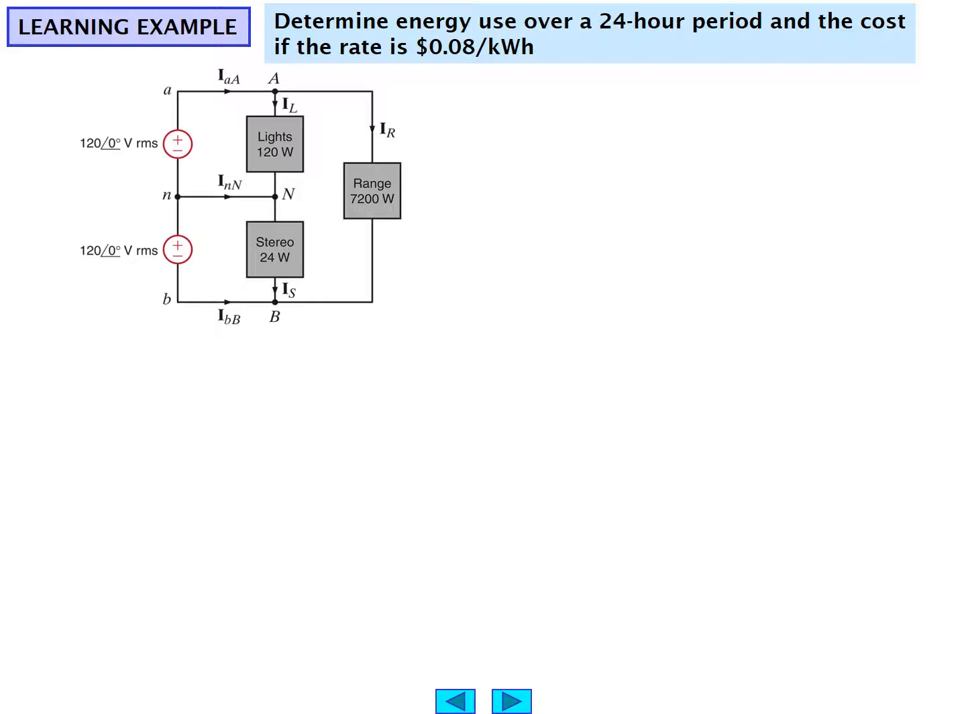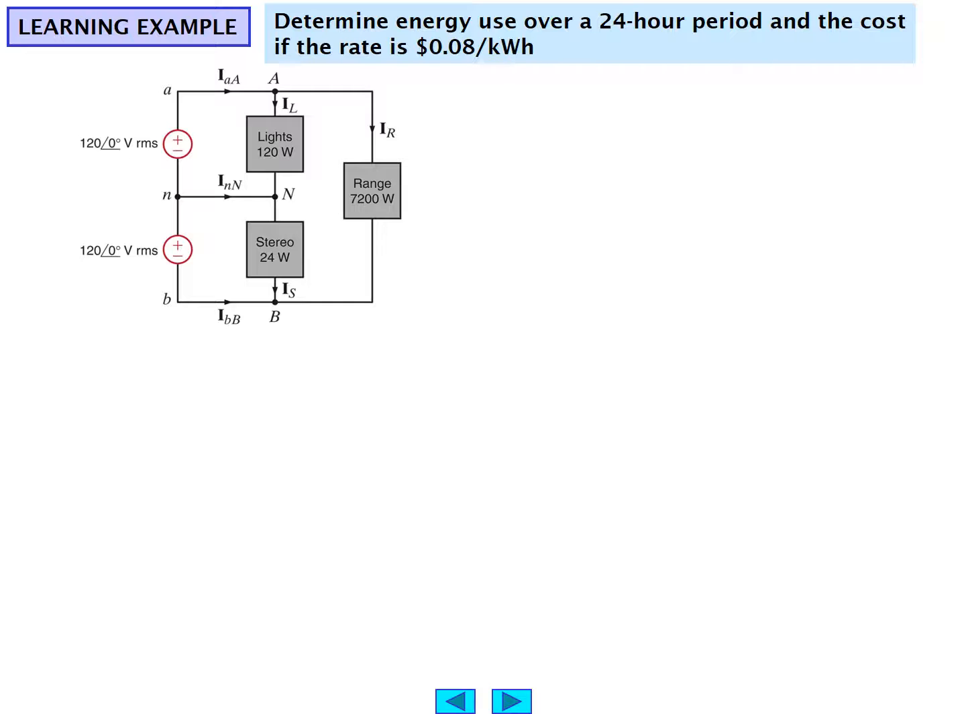All right, as a learning example, let's try this problem. Determine the energy use over a 24-hour period and the cost if the rate is 8 cents per kilowatt hour. So we have 120 angle 0 as a source in both the A line and the B line, with the neutral return. We have lights which are producing 120 watts of load. We have some sort of a stereo producing 24 watts of load.